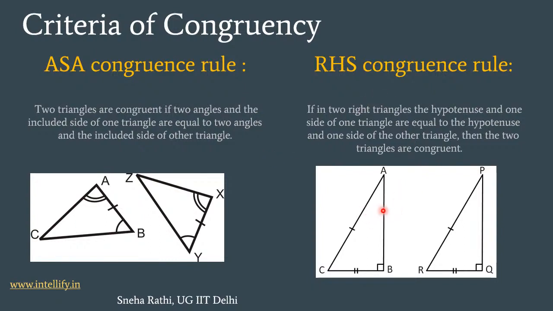Consider triangle ABC and PQR. Now angle B is 90 degrees, angle Q is 90 degrees. Side BC will be equal to side RQ and the hypotenuse AC will be equal to hypotenuse PR. So by RHS congruence rule, they both will be congruent. If in two right triangles, the hypotenuse and one side of the triangle are equal to the hypotenuse and one side of the other triangle, then the two triangles are congruent.